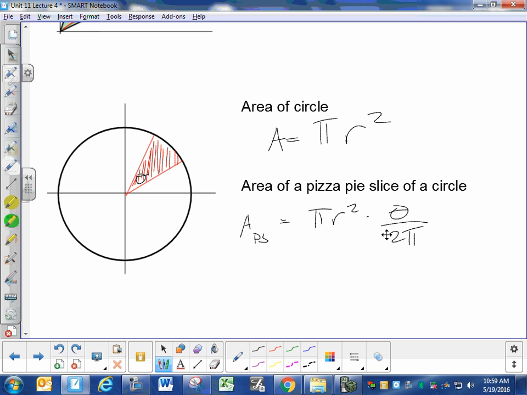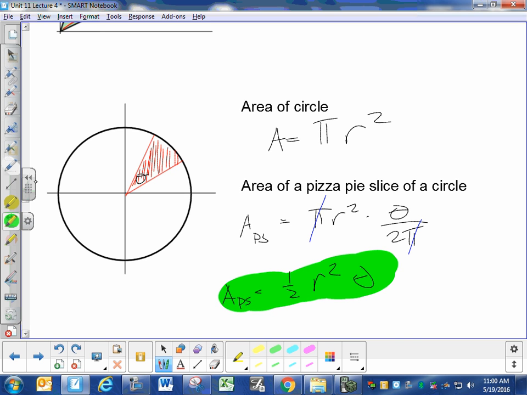What happens? Well, look, the pi's cancel. Turns out you don't need pi. Well, sometimes you'll need pi depending on what theta is, but all of a sudden the area of a pizza slice is just going to be 1/2 r squared times the theta measurement. Right? This is key.